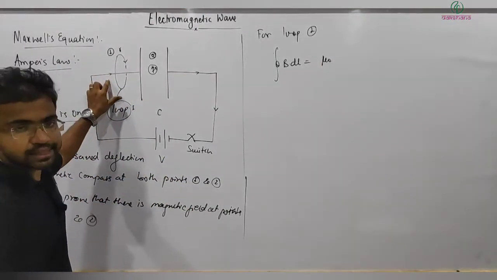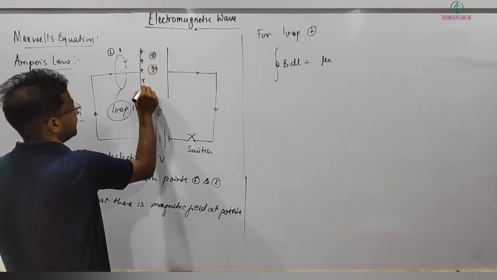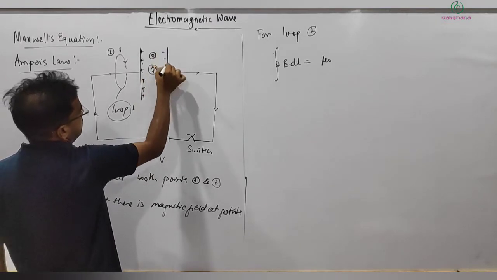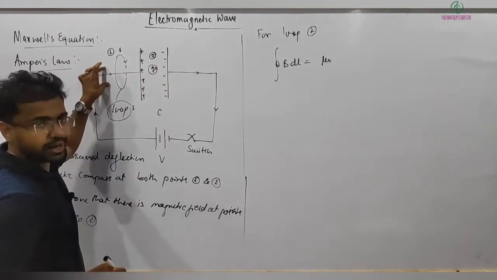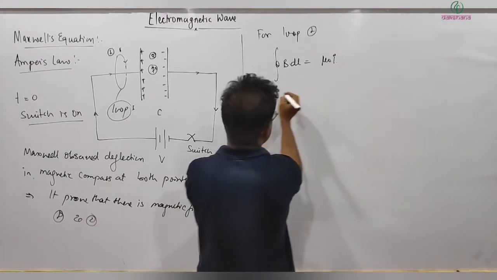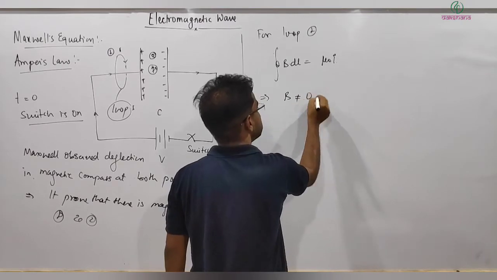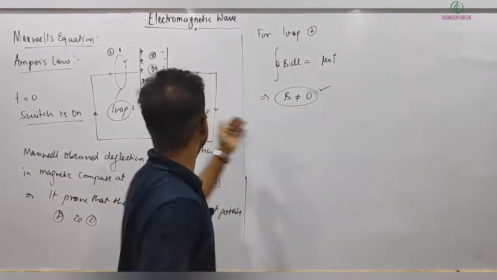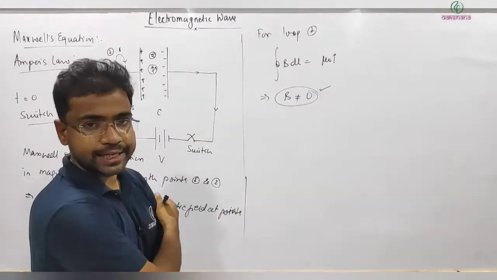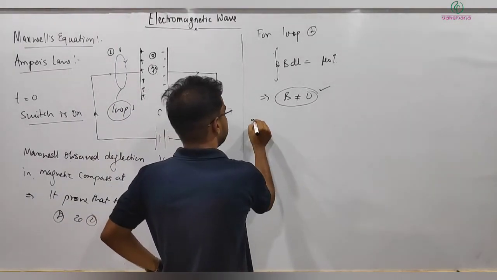Yes, definitely we will see it, because the capacitor will be charging, so some charge will be appearing, and during that process there will be current flowing through this wire. So mu naught into I enclosed, and this implies some B will be there, non-zero, and that's why there is a deflection. Clear? Now let's consider the next case.